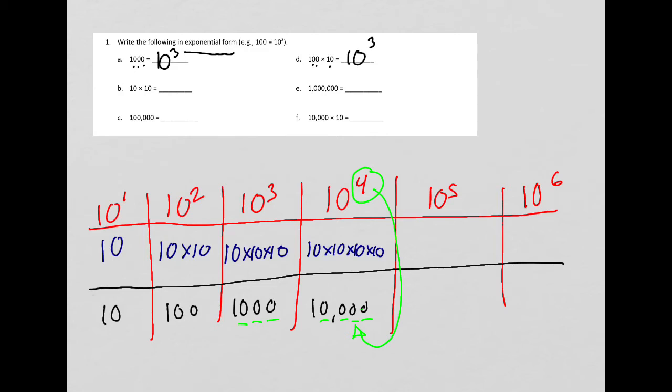You could even do 1,000,000. 1,000,000, which is not on our chart, has 1, 2, 3, 4, 5, 6 zeros. So it should be 10 to the 6th power. It's all about pattern bases here. Now you can go backwards too, the other way.